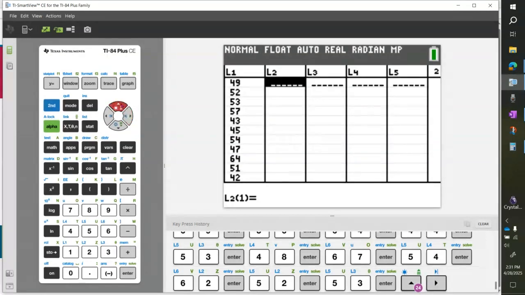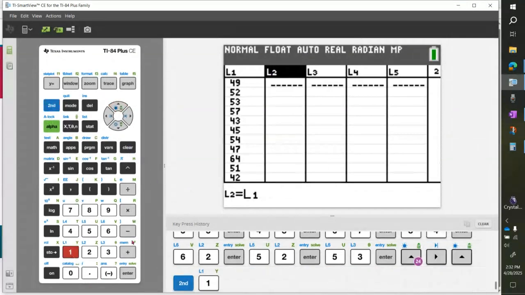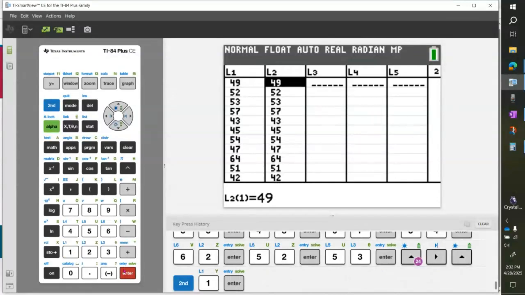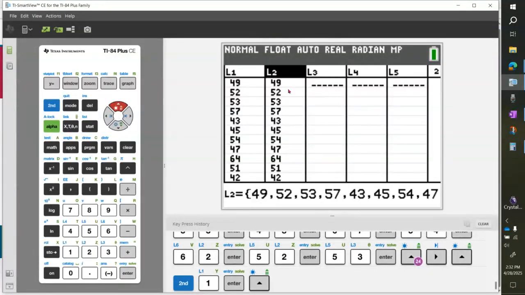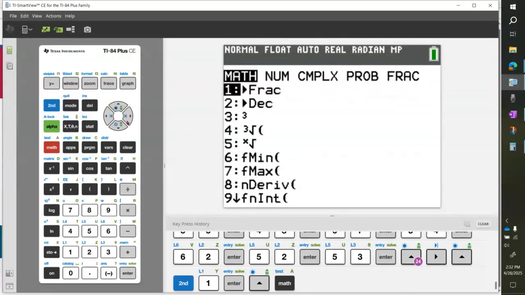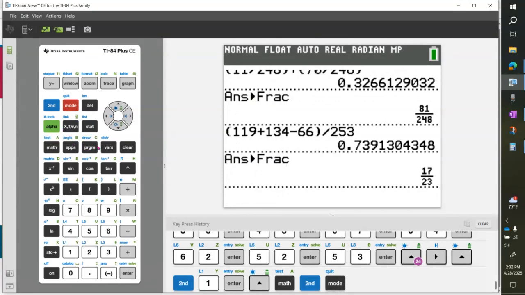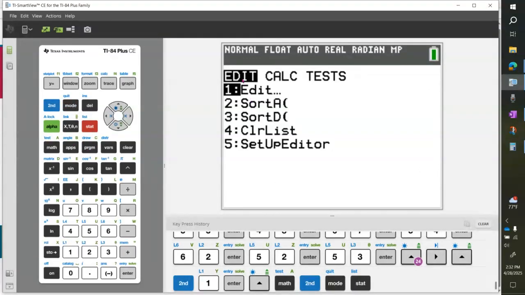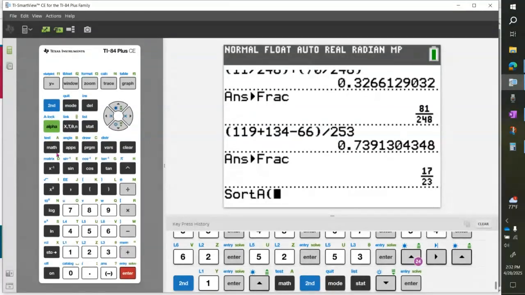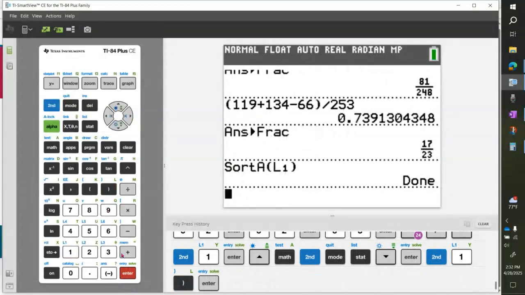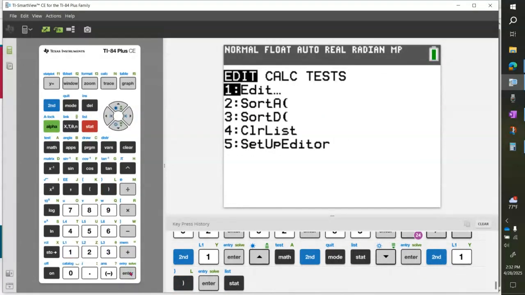And here in L2, you see I have L2 highlighted, right? I'm going to enter second one. L2 is going to be the same as L1. You see that? And then I'm going to highlight L2 and then sort it. Hold on. So not math. We're going to go to stat. Yeah, stat. In edit, do you see SortA? A means ascending order. L1, second one. Close L1. Done. And then you go back, stat, edit.